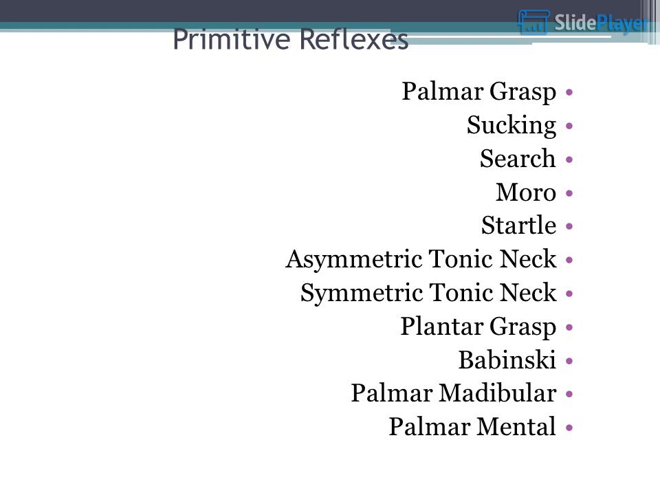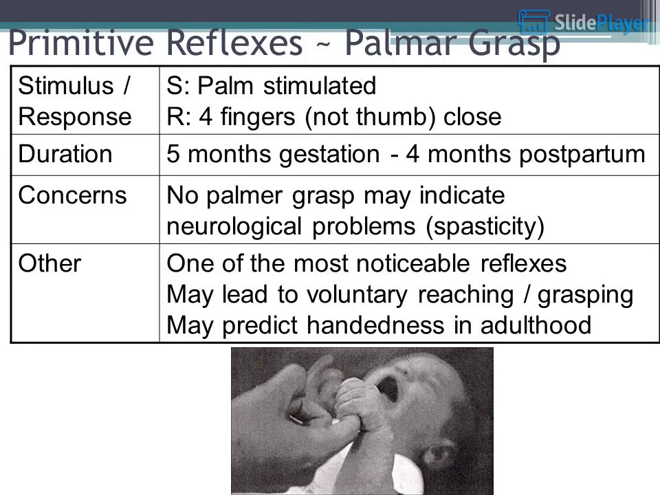Asymmetric tonic neck. Symmetric tonic neck. Plantar grasp. Babinski. Palmar mandibular. Palmar mental. Primitive reflexes: palmar grasp.